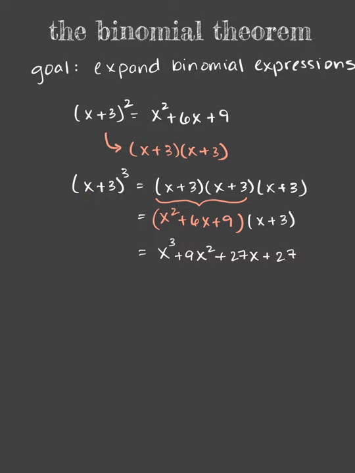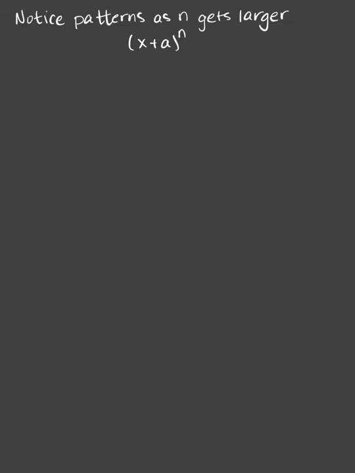The binomial theorem allows us to expand these binomials in a somewhat quicker fashion. So even if we had something like x plus 3 to the 19th, we could notice patterns using the binomial theorem and expand this expression without multiplying x plus 3 19 times. Let's look at what happens when we expand an arbitrary binomial, x plus a to the nth power. We'll start with n equals 1 and we'll grow from there.